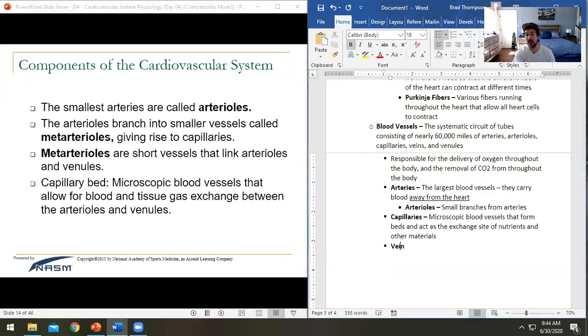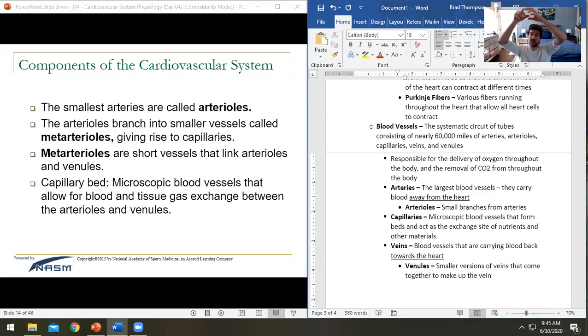Then you're going to have your veins, which are blood vessels that carry blood back towards the heart. So again, if arteries are carrying blood away from your heart, veins are carrying blood towards your heart. You do have small versions of arteries, which are called arterioles. You also have small versions of veins, which are called venules, which are smaller versions of veins that come together to make up the vein.